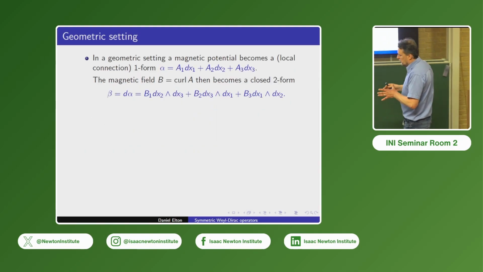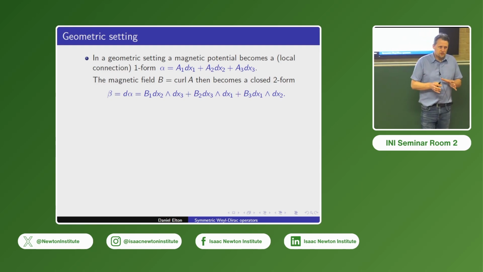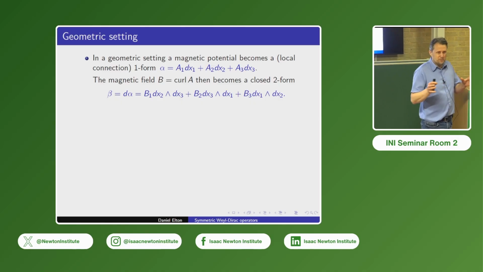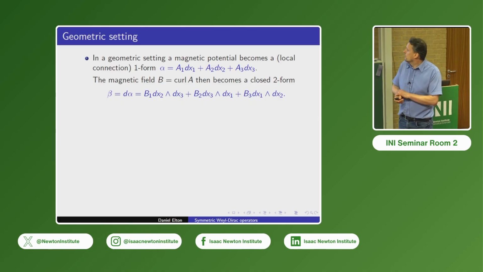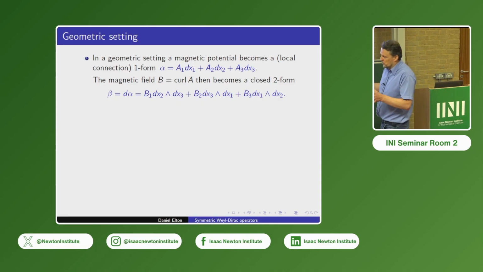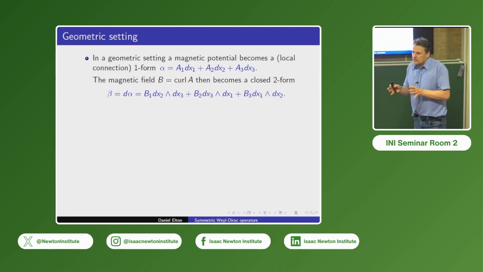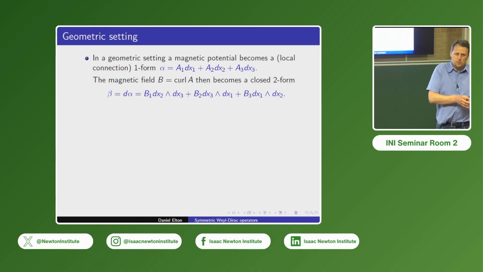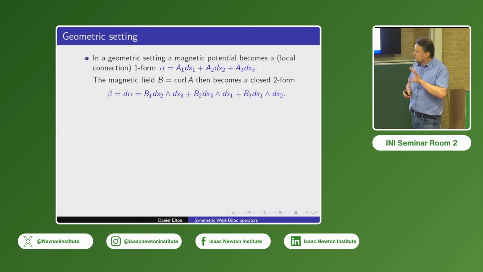Okay, so that's the problem on R3, but there's an equivalent version of the problem on three-dimensional manifolds, the geometric version of the problem. You can still talk about zero modes, you can still talk about Weyl-Dirac operators, and it actually pays to move into that geometric context because it helps even with the R3 problem. So there's a bit of a switch of language.